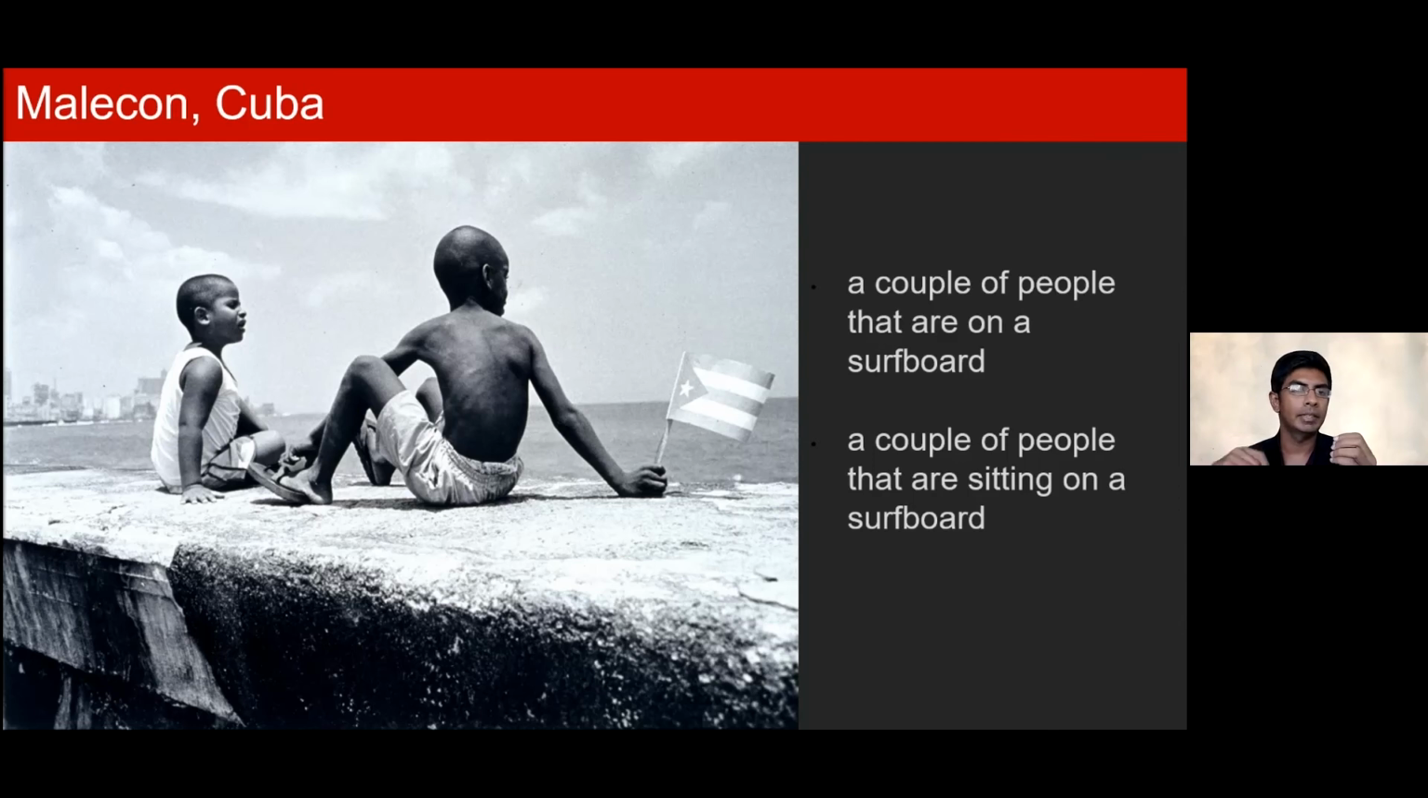So what's happening here? Again, the machine is probably interpreting the horizontal, flat surface set against that backdrop of the ocean as a surfboard.